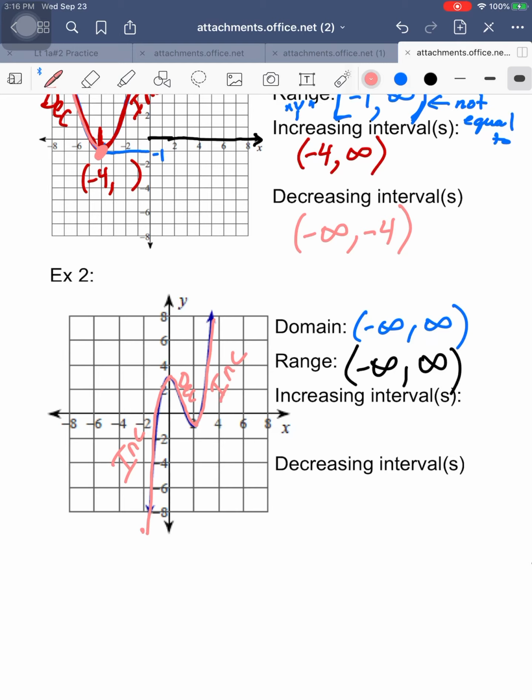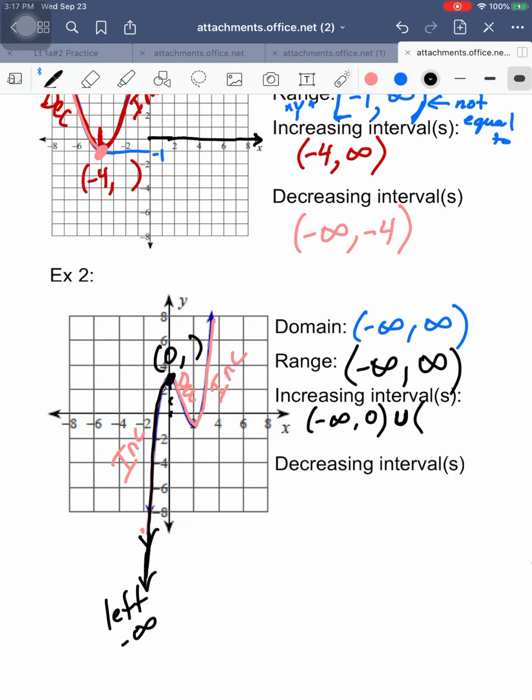So looking at the first part, let me do this in a different color. Looking at this first part, the increasing interval there, how far left does this go? Left, it's going to keep going left a little bit, but it's going to keep going from -infinity. And where does it stop? The x value is at 0. So it's going to stop at 0.